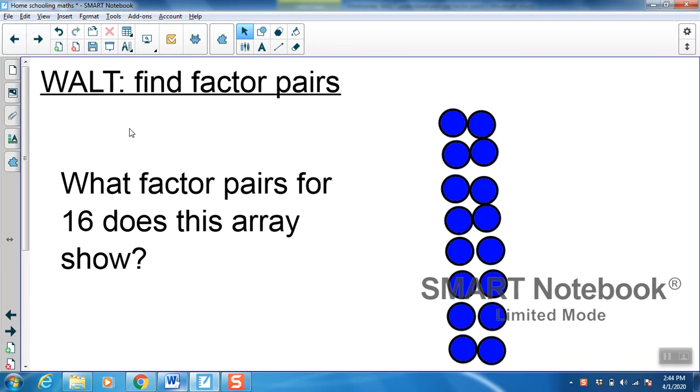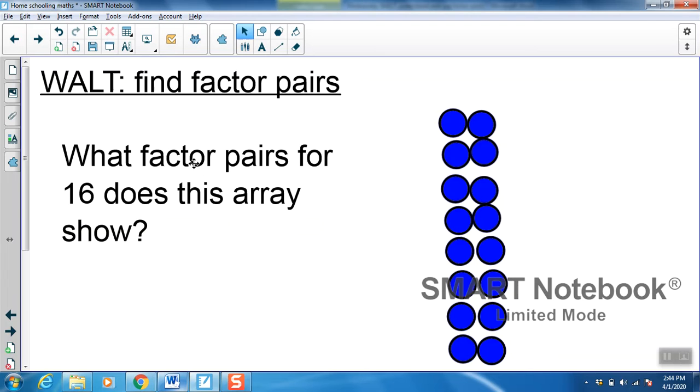Another factor pair of 25 would be 5 and 5. 5 times 5 is 25. A factor pair for 10 would be 1 and 10, and 2 and 5. Okay, if you need any recap on factors, go back to the video from yesterday.